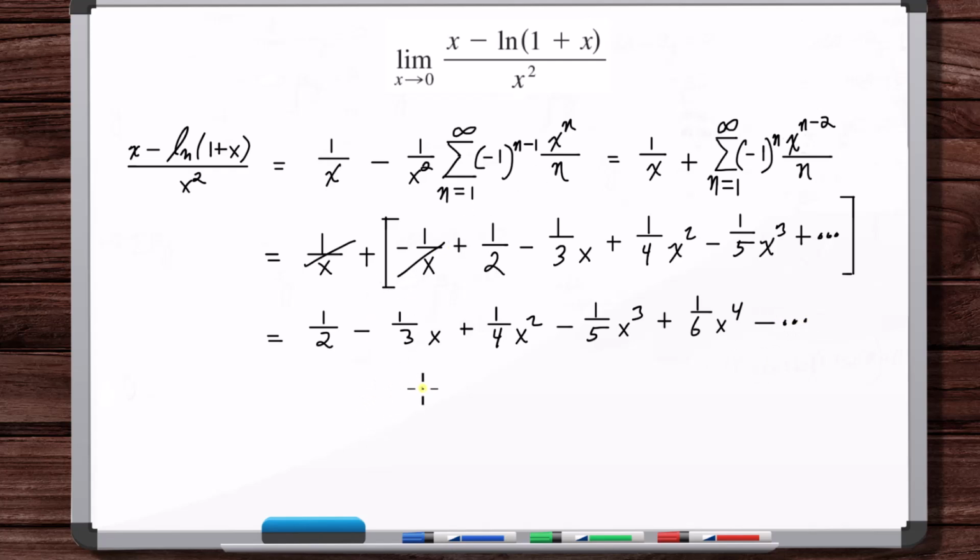Okay, and we can write another sum. Let's see if we can start at 0. Why not? So we've got n plus 2.